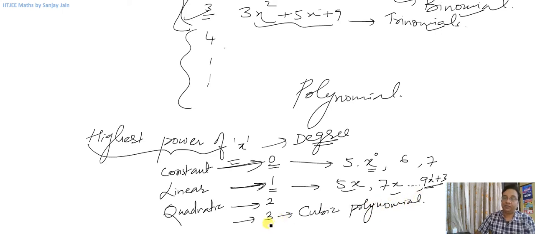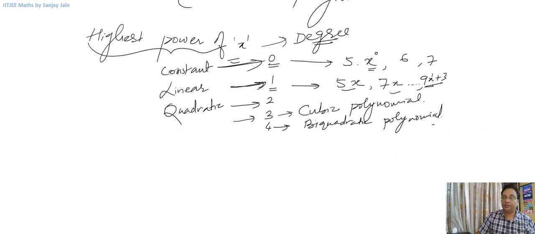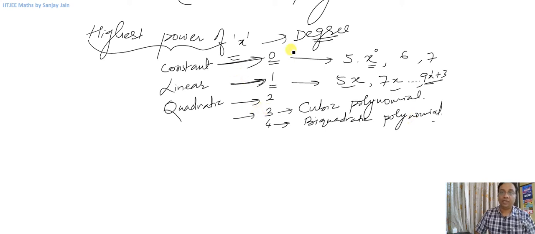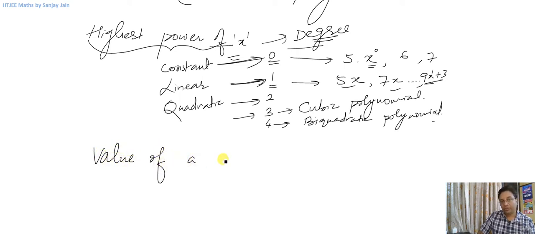In the similar fashion, I can say if the highest power of x or the degree is 4, it is known as biquadratic polynomial. So these are broad categories of polynomials, based on highest power of x or the number of terms. Now the next thing that we need to learn here is value of a polynomial.